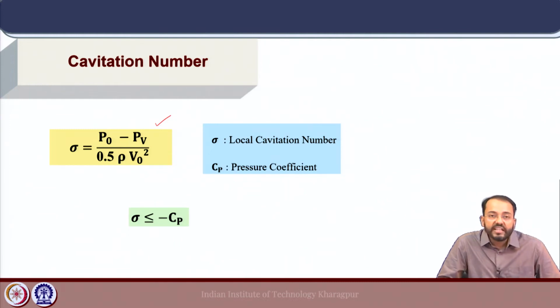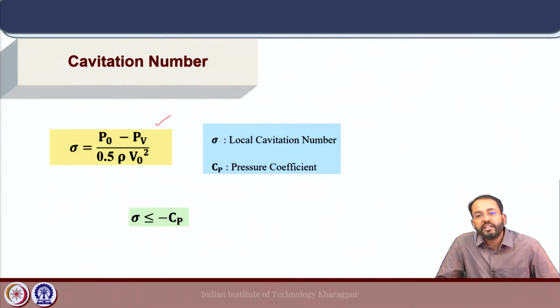Now, here if we see, the reference velocity is V0, and we have seen that this reference velocity depends on the way the cavitation number is defined for the propeller. So, typically for a representative section of the propeller blade, this will be the resultant velocity at 0.7 r for the propeller blade. Now, what happens when this velocity increases?